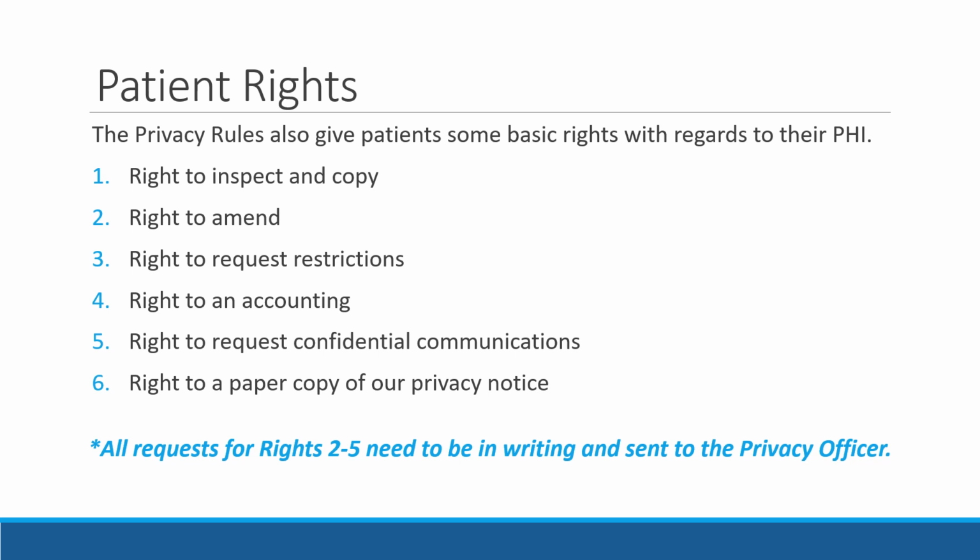An example of restrictions is if you are paying for your service 100% out of pocket and don't want your information shared with the insurance company. We can do that. An accounting is a tracker of where all patients' information was shared. Confidential communications is if the patient has only one phone number or address they want information sent to. We can accommodate that too. And then finally, all patients will receive a paper copy of our privacy notice.